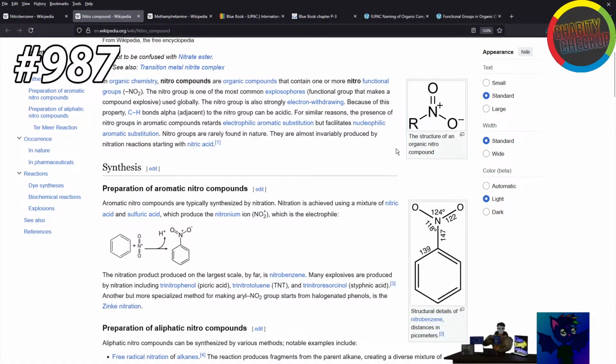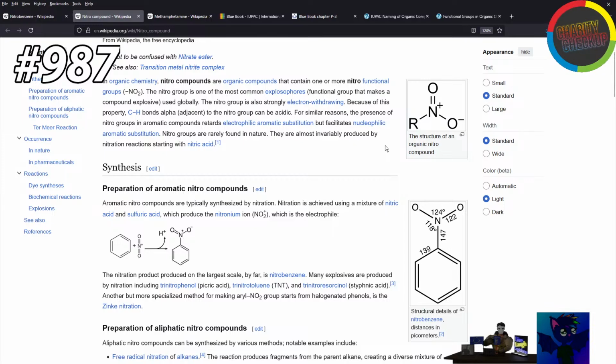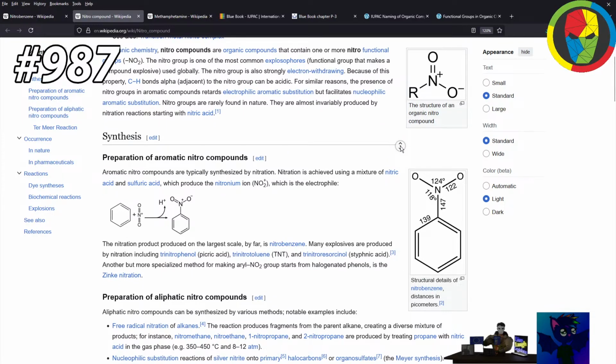As shown, the nitro group is electron withdrawing, and because of this property, CH bonds adjacent to the nitro group can be acidic. For similar reasons, the presence of nitro groups in aromatic compounds retards electrophilic aromatic substitution, but facilitates nucleophilic aromatic substitution. Almost invariably produced by nitration reactions with nitric acid. That does make sense. That does certainly make a lot more sense.